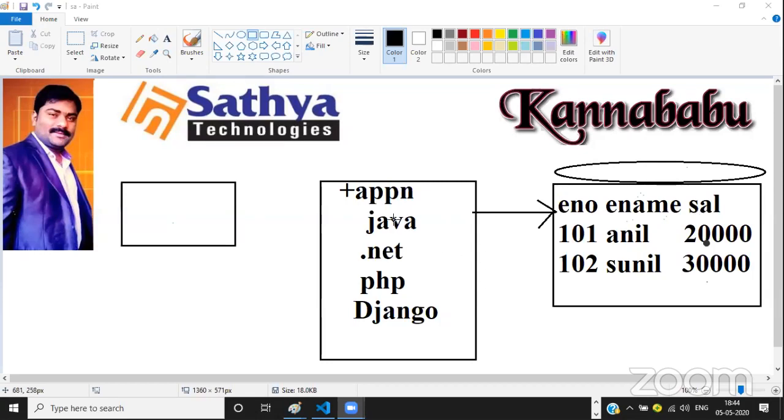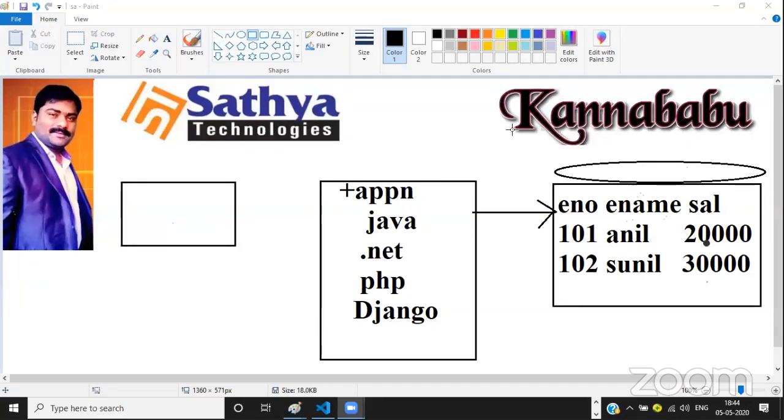Sir, I am a Java developer. A Java developer also must have the knowledge of databases. Your Java program must speak with the database. A .NET program must speak with the database. A PHP program must speak with the database. A Python Django program must speak with the database. But mostly Java developers will use Oracle and MySQL. .NET developers will use SQL Server. PHP developers will use MySQL. Django developers will use mostly MySQL and MongoDB.